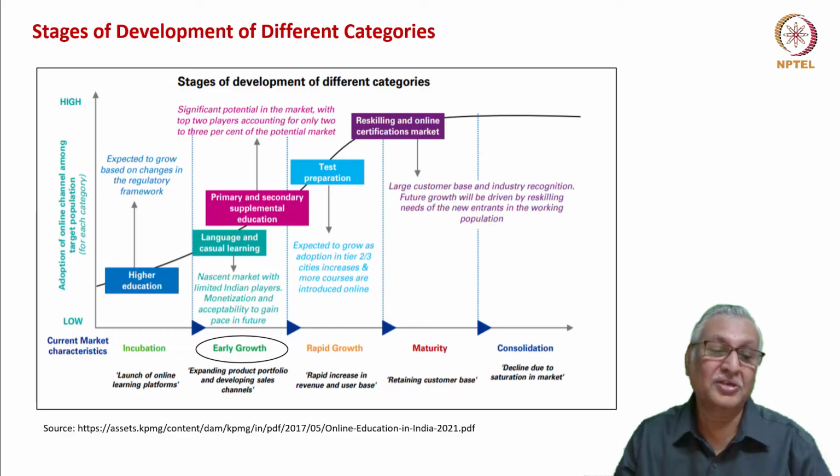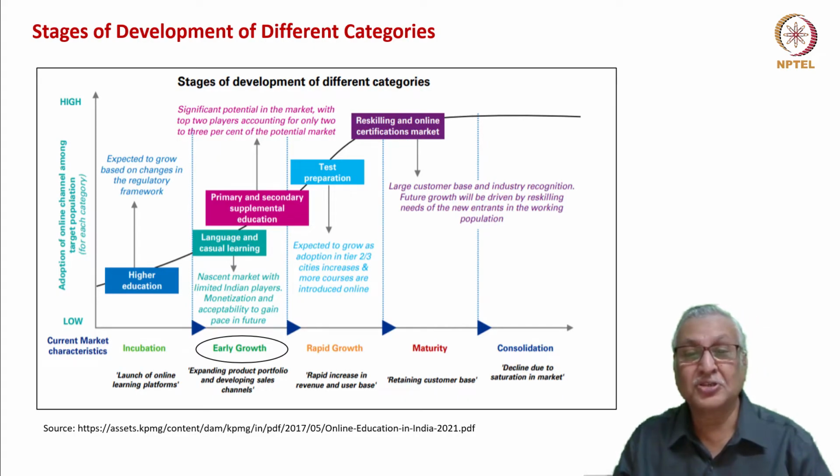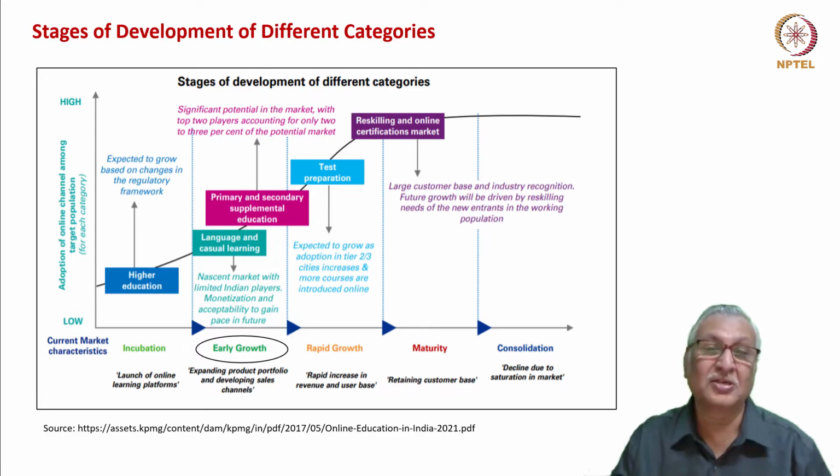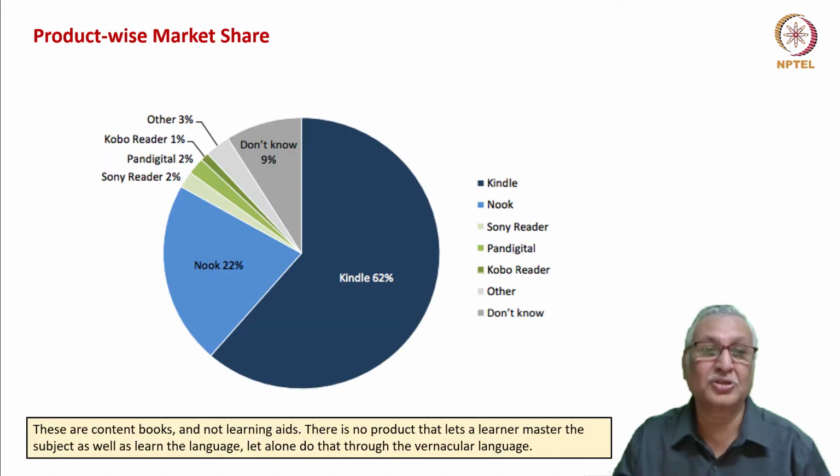The online education channel tends to be lower for higher education, whereas it tends to be very high for test preparation and reskilling, which is the reason why educational online platforms are very popular for test preparation and also for reskilling and online certifications. This is the overall picture in terms of content mastery, in terms of subject mastery for different people in different age groups.